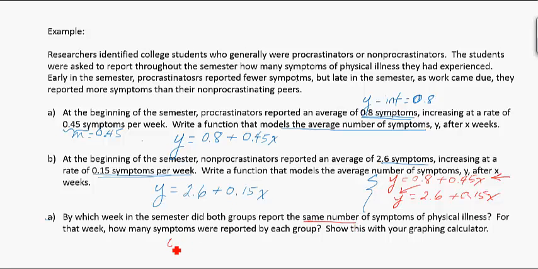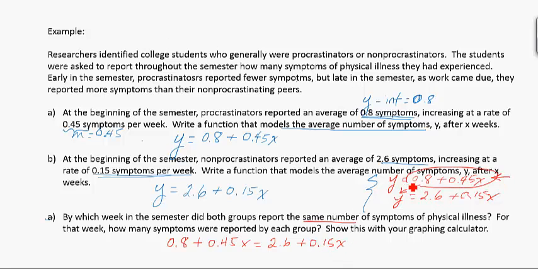Really, we just want to know when the number of procrastinators, which is going to be represented by 0.8 plus 0.45x, equals the number of non-procrastinators, which is 2.6 plus 0.15x, which is what you would do if you substituted this into here for the y. So now we can solve.